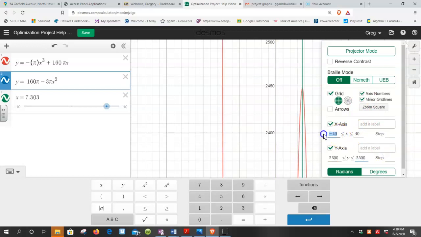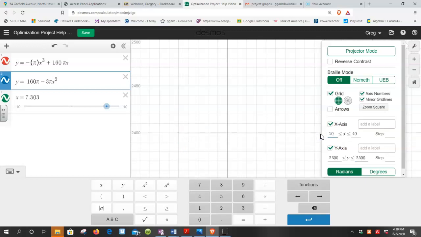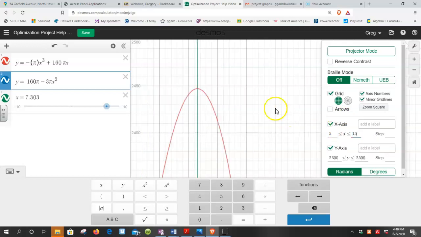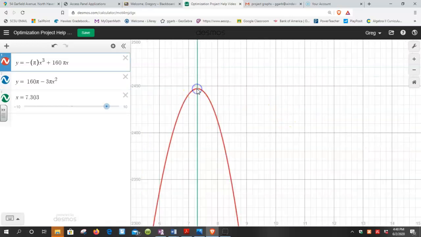And then you set the x-axis. Well, you know it's going to be somewhere around 7.3. So let's say it was between 5 and 15, just so it centers the graph. Now look at that. Isn't that beautiful? So there's your vertical line, x equals 7.3.